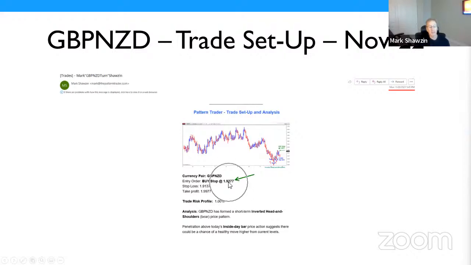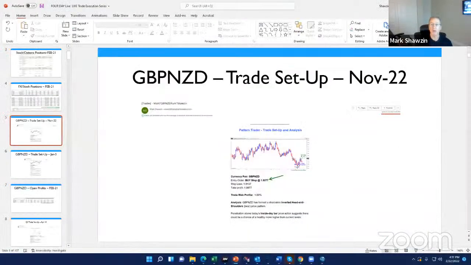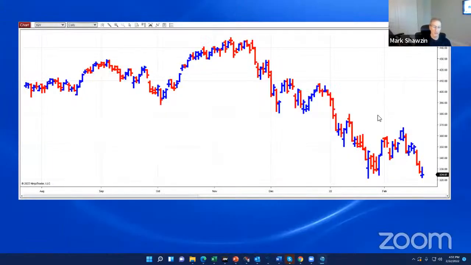So in this particular email, I suggested buying pound versus New Zealand dollar. It's an exotic currency pair at 192.77 with a buy stop 140 pips lower. So you can see my buy stop was 140 pips lower. And people will say, well, there's no way I can take a risk of 140 pips. And that's true if you do your normal position.